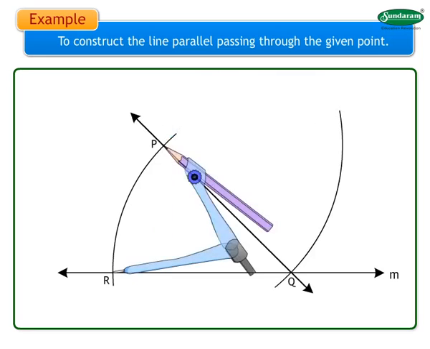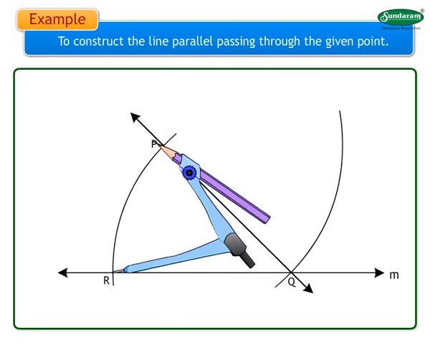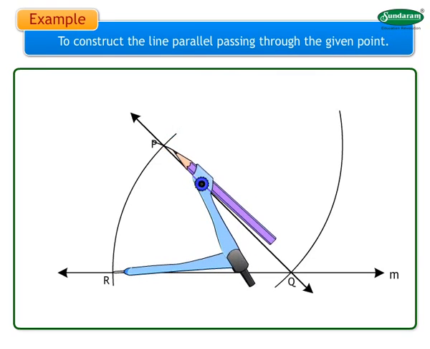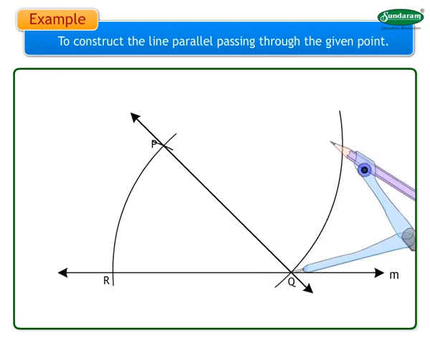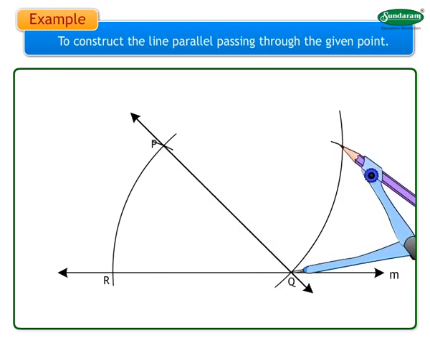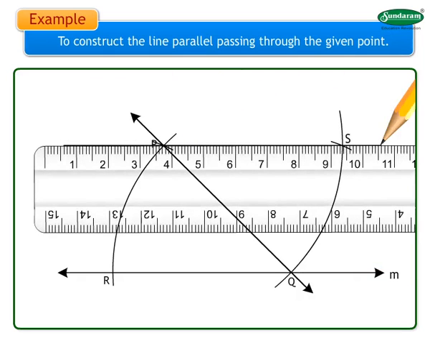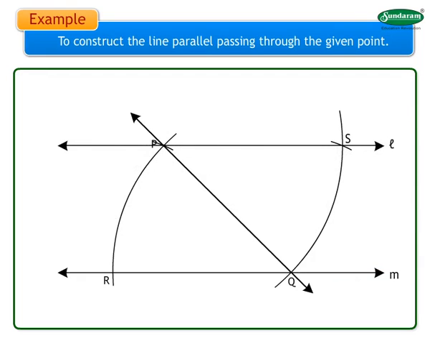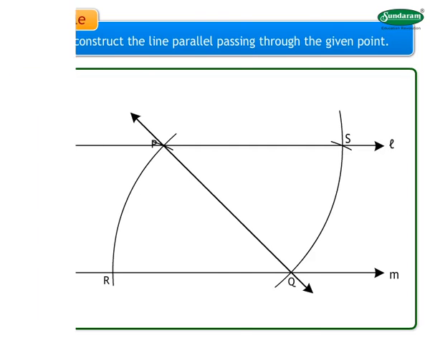Now measure the distance between points P and R. Now keep the point of compass on point Q and cut an arc on the previous arc. Mark the point of intersection of both the arcs as S. Draw a line passing through the points P and S. Thus, we get line L parallel to line M.